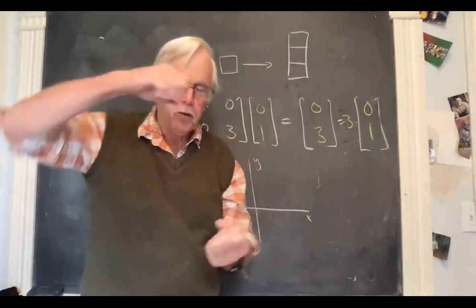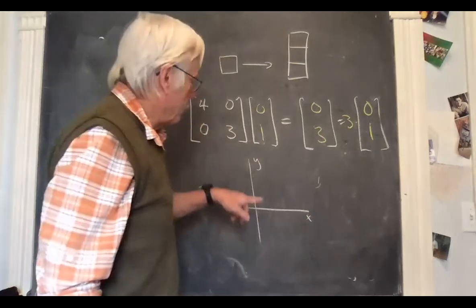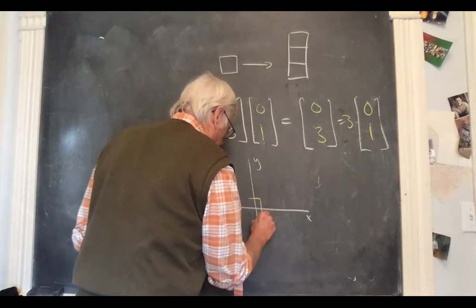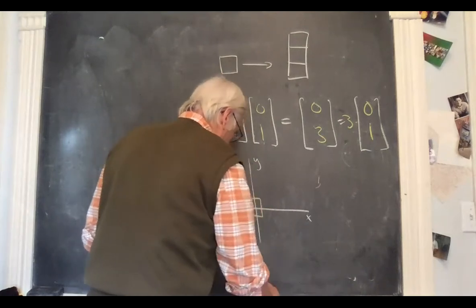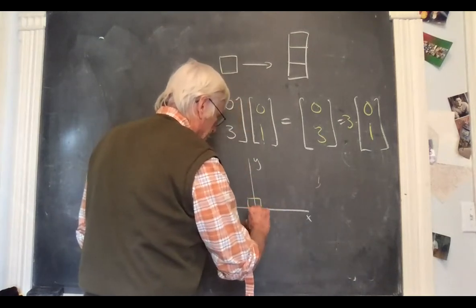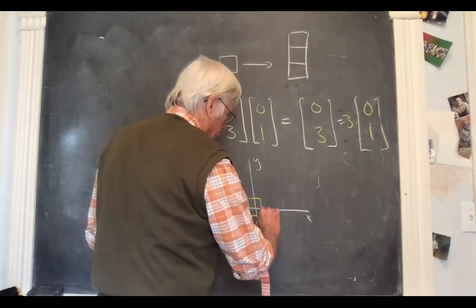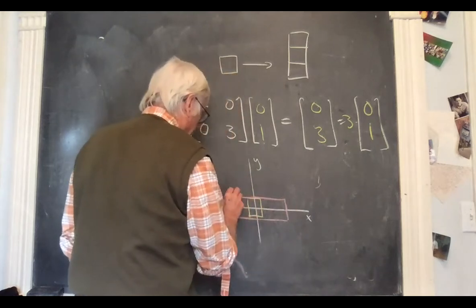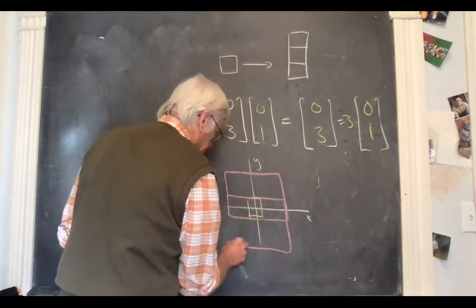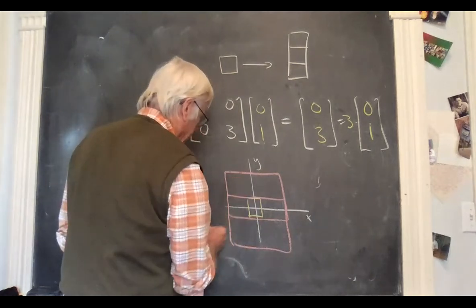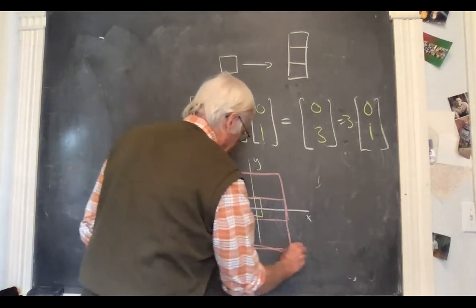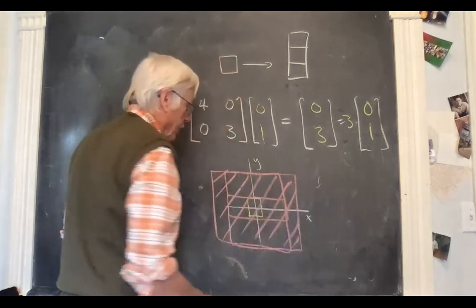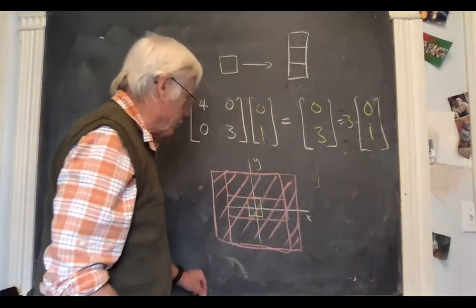Stretches 4 times in this direction, 3 times in this direction, all stretching about the origin. So if we take a square centered at the origin, the image of that square will be 4 times as large in this direction and 3 times as tall. Unfortunately, it should have looked like a rectangle. I'll make it look a little more like a rectangle. All right, so the image of the yellow square will be this whole thing. Everything gets stretched 4 times in the x, 3 times in the y.